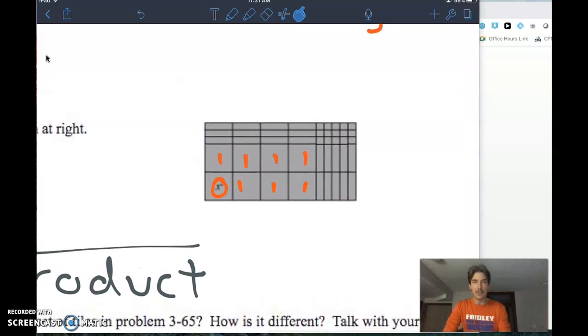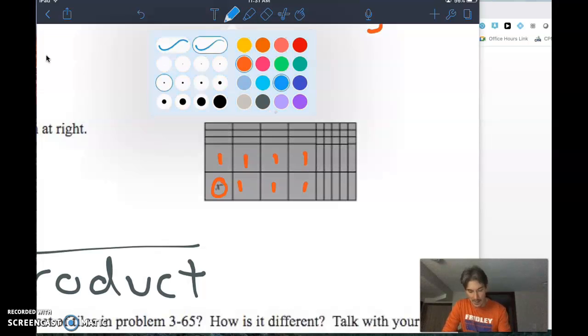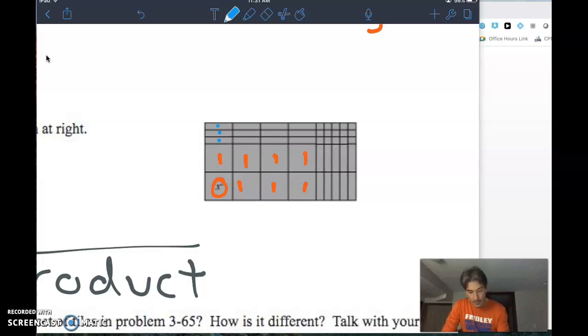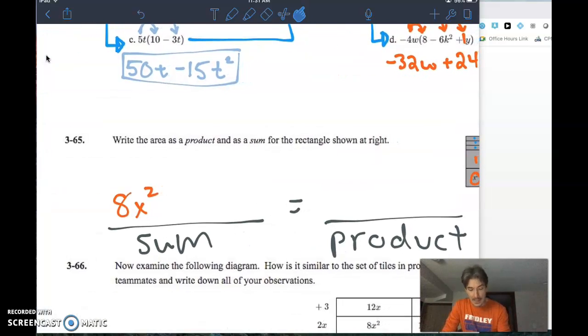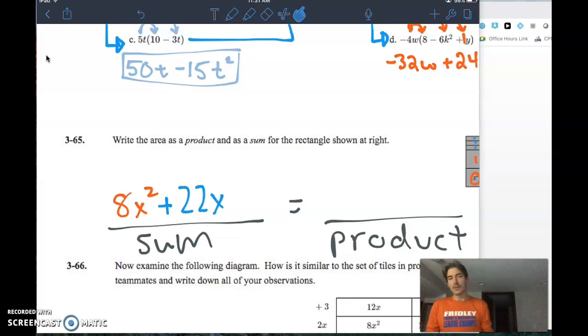The next thing I'm going to count is my next biggest tile. I'm going to count those x's, and they're in 2 spots here. So I'll just kind of, let's see, 1, 2, 3, 4, 5, 6, 7, 8, 9, 10, 11, 12, 13, 14, 15, 16, 17, 18, 19, 20, 21, 22. I've got 22 of those x's. So 8x squared, I am going to write plus 22x because I do know it's shaded, and the shaded ones are the positive ones. The white ones, the unshaded ones, were the negatives.